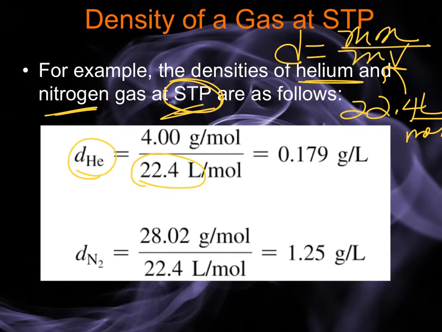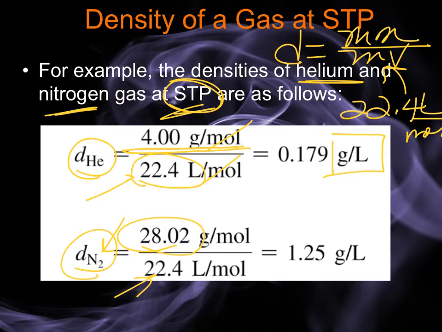So the molar mass of helium is 4. Just look at the periodic table. And we're at STP, so molar volume is 22.4. Notice that the moles cancel, and so you've got the density units you want for your gas. And doing the same for nitrogen. Nitrogen is a diatomic, so molar mass is 28. It's at STP condition, so molar volume is 22.4, and so the density of nitrogen gas is 1.25. There are some longer ways to calculate density, which you'll see later on, but this formula just makes it very, very easy.